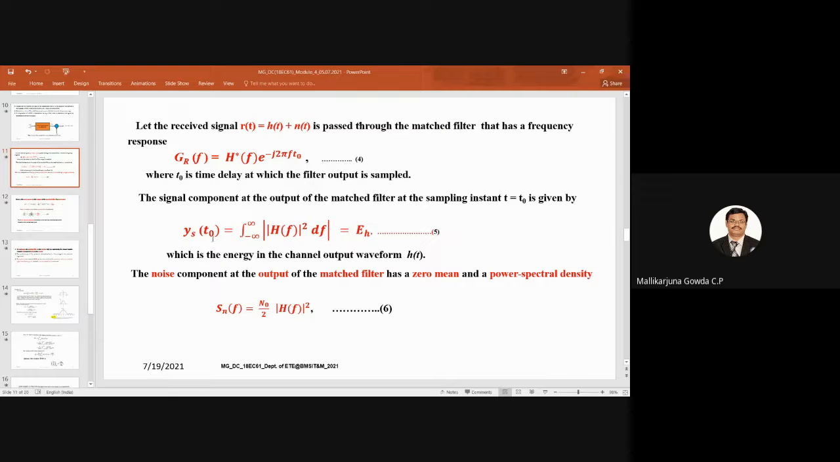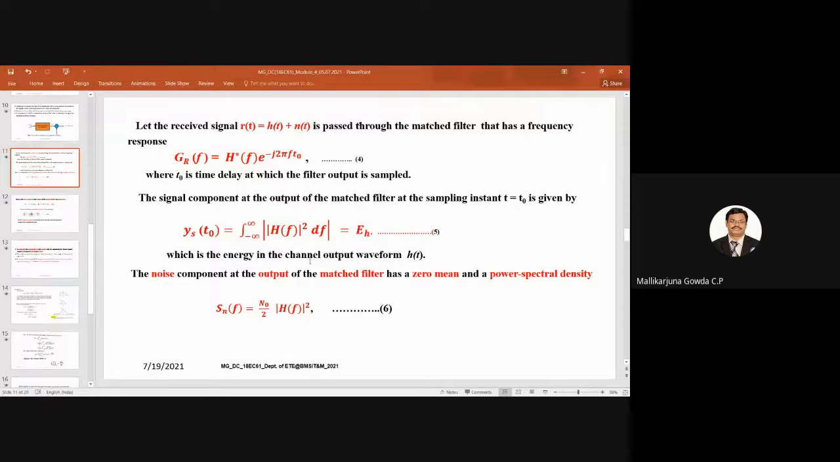So y_s(t0) is the signal component at the output of the matched filter at the sampling time t equal to t0. It equals the integral from minus infinity to infinity of mod H(f) squared df. We know how we define the energy of the signal, so I can denote it as E_h, which is the energy in the channel output waveform h(t).